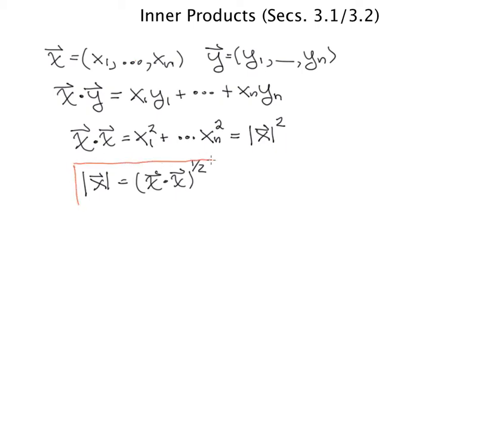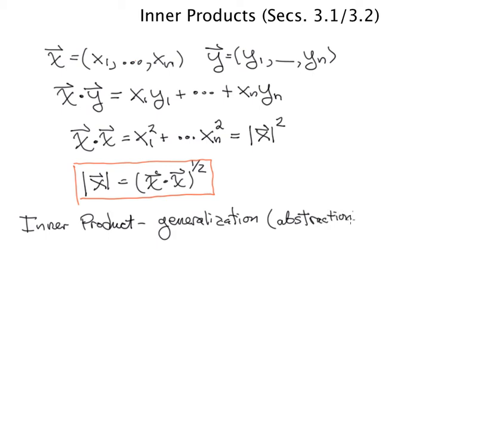Okay, so the notion of inner product is just a generalization, and I might also say an abstraction, of the dot product. And what I mean by that, it's a generalization in that on Rn there are more inner products than just the dot product.